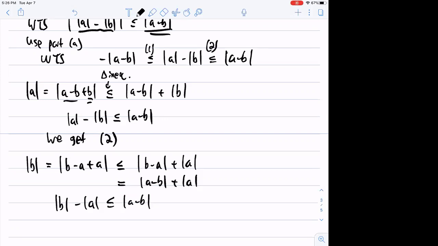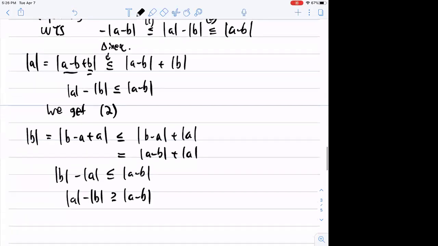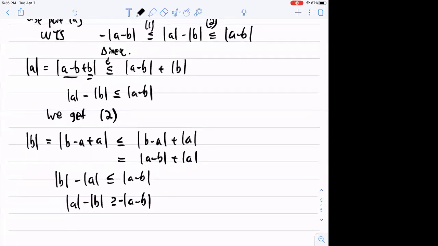Okay, so this is the part I've been saying. We can divide by a negative sign, right? But when we divide by a negative sign, we have to swap the symbol. Oh, sorry, there should be a negative here. So here we proved 1. And then we're done.